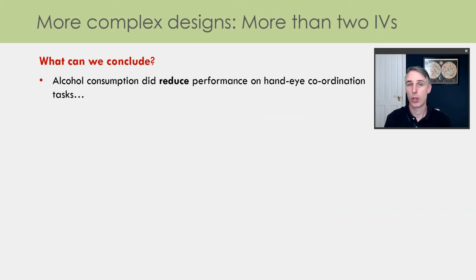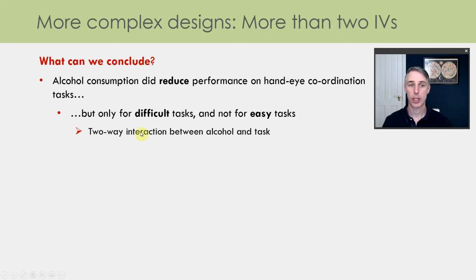Well, firstly, alcohol consumption did reduce performance on hand-eye coordination tasks. Okay, performance was lower in the alcohol condition than in the control condition, and that seemed to be the case only for difficult tasks but not for easy tasks. So that's tested by the two-way interaction between alcohol and task, and in turn by those simple main effects of alcohol at different levels of task, and by looking at the descriptive statistics to confirm the direction of that effect.